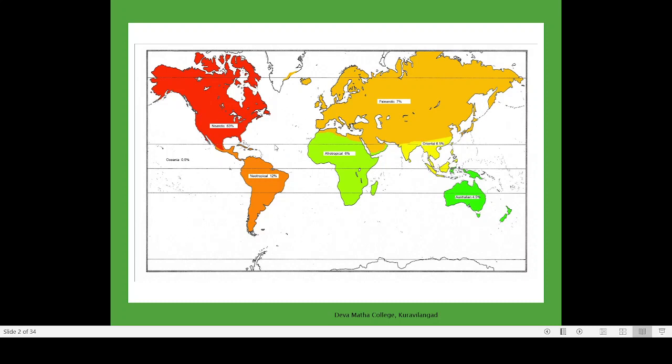And this line is the Tropic of Cancer. 23.5 degree north latitude is known by the name Tropic of Cancer. And similarly, there is another line here which is known as the Tropic of Capricorn for 23.5 degree southern latitude. Now, the region between these two lines is known by the name tropical belt or tropical region. What is the importance of tropical region? The direct rays of sunlight will be coming there.